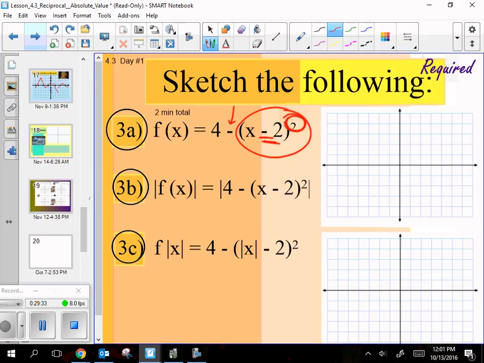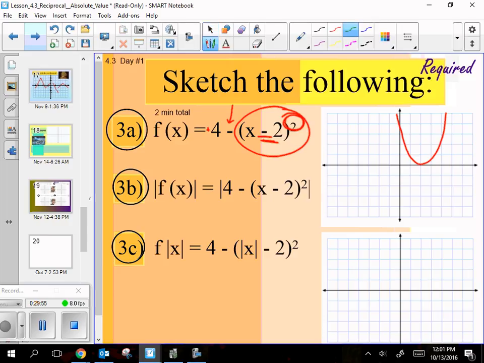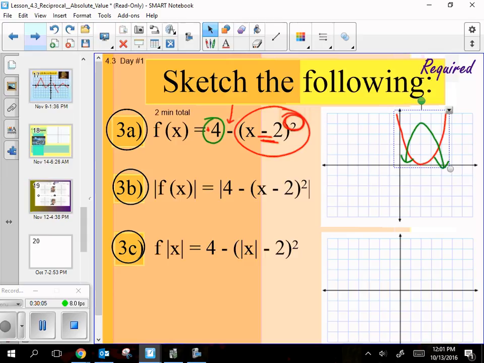It's flipped upside down, and it's moved. Notice this is a +4. What's that mean? So here's my parabola, and it's moved where? Right 2. What's the negative do? Flips it. What's the positive 4 here do? It moves it up 4. There. I've graphed my first one.